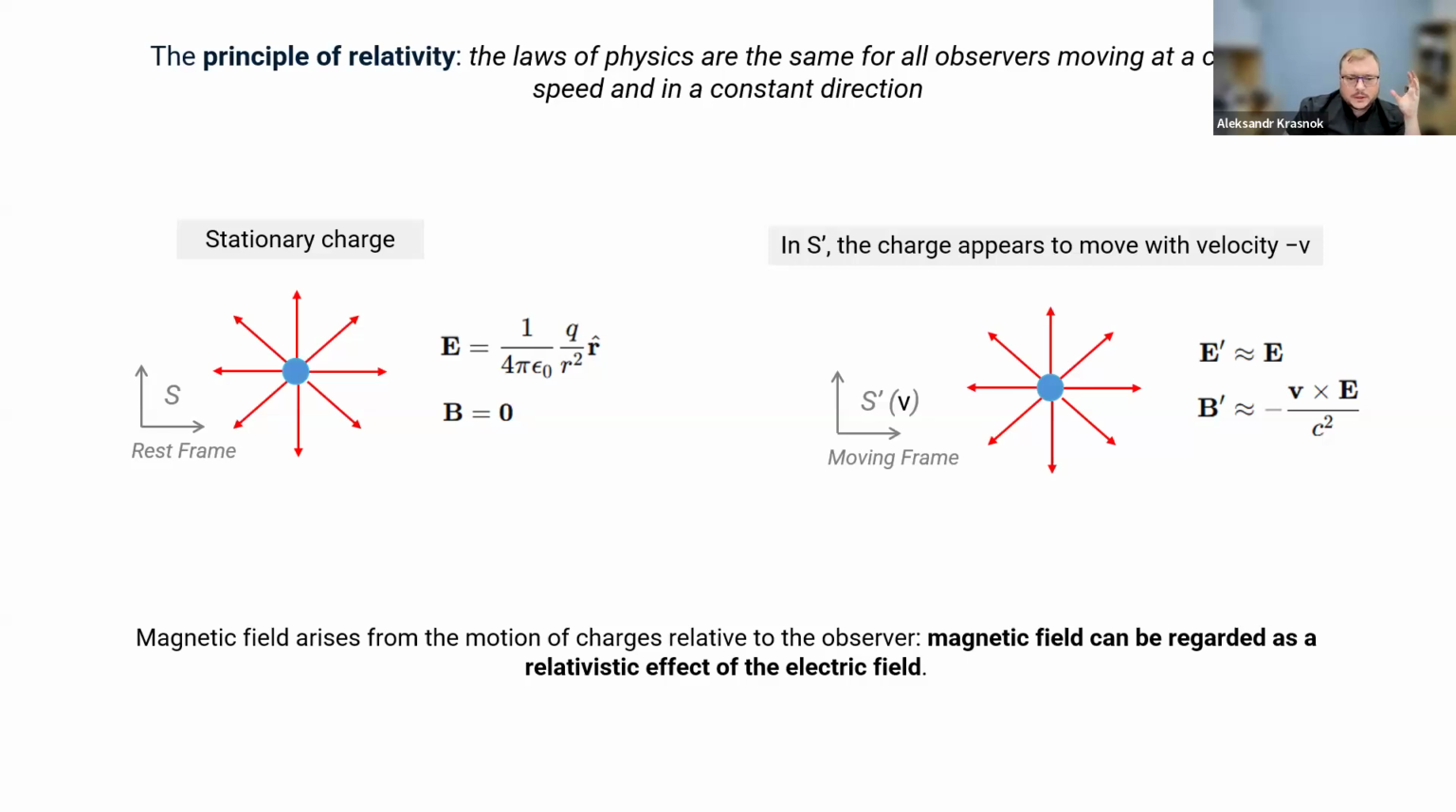Okay, so magnetic field can be regarded as a relativistic effect that appears because of the presence of electric field. So in this example, we considered what kind of effects we can observe just considering a charge in different frames, rest frame versus moving frame, without acceleration, right? So it's an inertial frame.